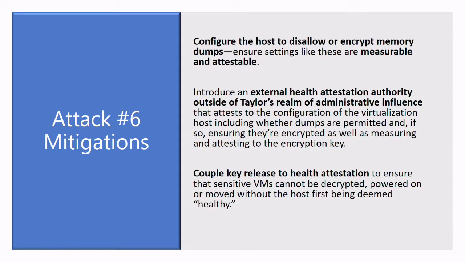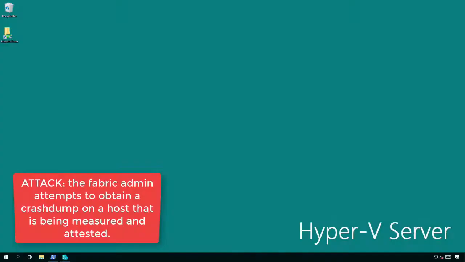If it's on, we measure it. If it is on, we now need to say, is it encrypted? If it's not encrypted, fail. If it is on and it is encrypted, measure the key and compare it to a known good set of keys. So this is now all done with an external health attestation authority, and we're going to couple key release for those virtual machines to that health attestation dance. So let's go ahead and show you what this demo looks like.